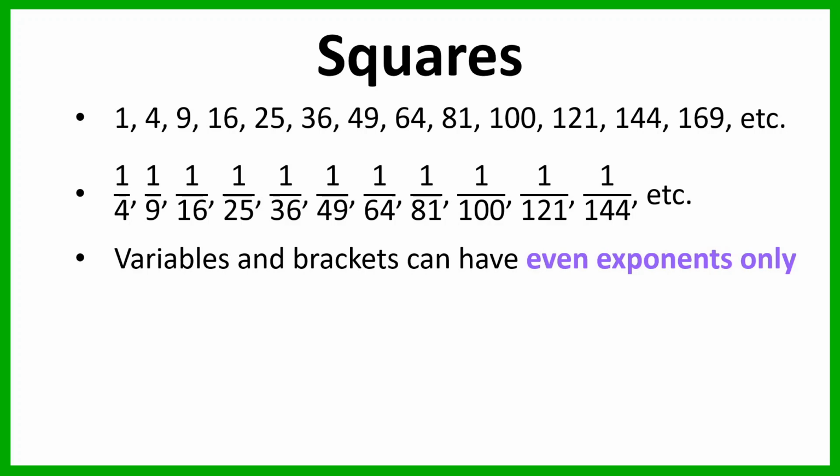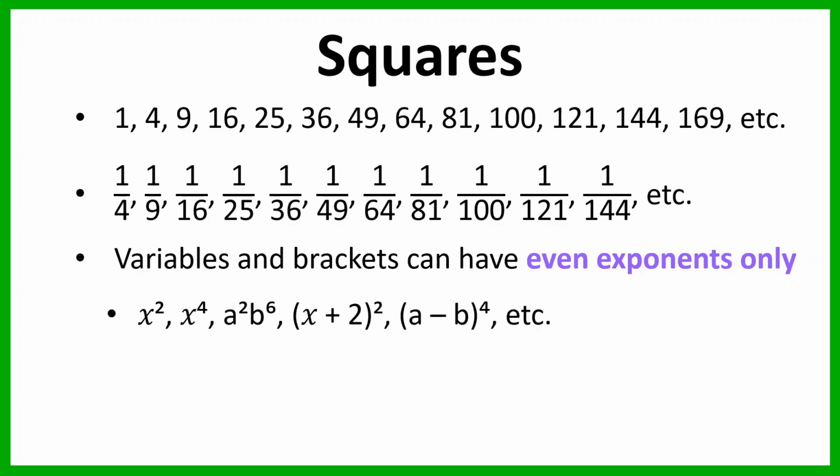You can also have variables and brackets that have even exponents, but the exponents have to be even, otherwise it's not a square. Examples could be x squared, x to the power of 4, a squared, b to the power of 6, (x plus 2) in brackets squared, (a minus b) in brackets to the power of 4, and so on. As long as all of the exponents are even. You can't have even exponents and odd exponents as well in the same term, then it's not a square. So every single exponent has to be even, and then it is a square.